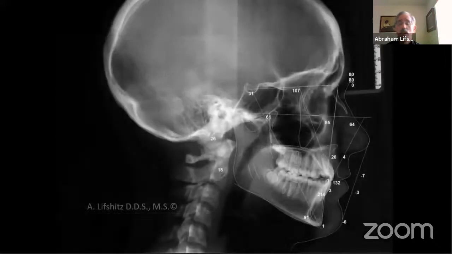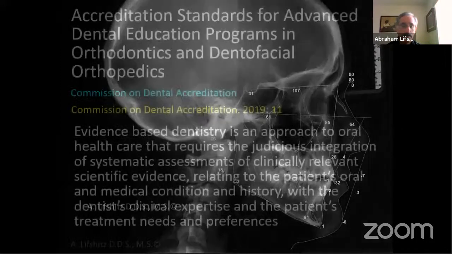Then, on the cephalometric X-ray, she has a class 1 skeletal relationship with an ANB of 0. She has a -1 of Wits. She's normodivergent, 26 of FMA, 31 for mandibular plane to SN, and maxillary incisors and mandibular incisors are within normal limits.